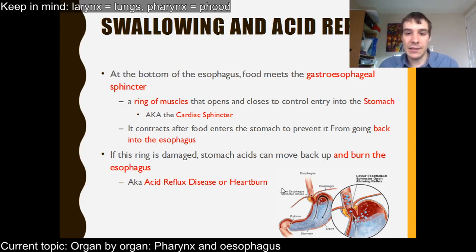So that's two sphincters already. One at the end of the esophagus, which is called the gastroesophageal sphincter. So from the stomach and esophagus, gastroesophageal sphincter. Sometimes it's called the cardiac sphincter. The other one is called the pyloric sphincter, which we're going to talk about after. It's also sometimes called the lower esophageal sphincter because it's at the bottom of the esophagus.